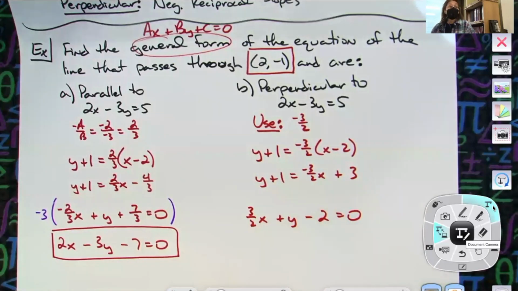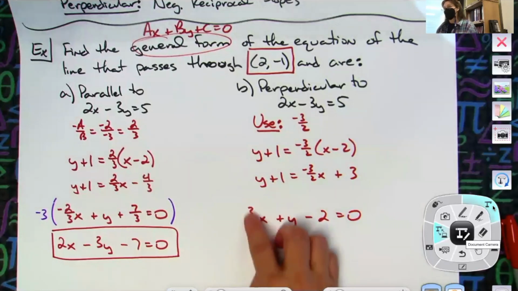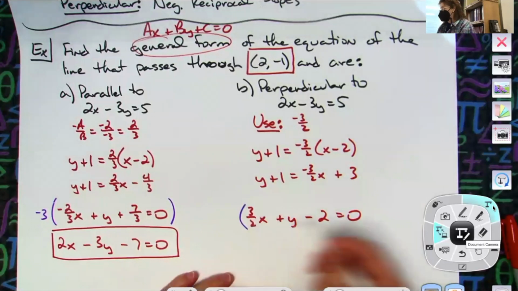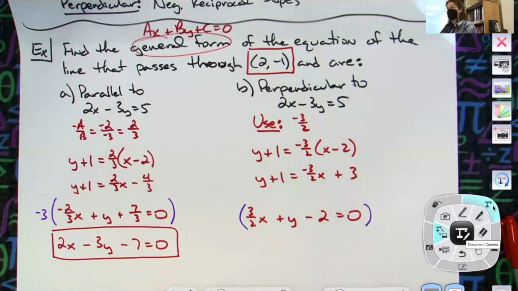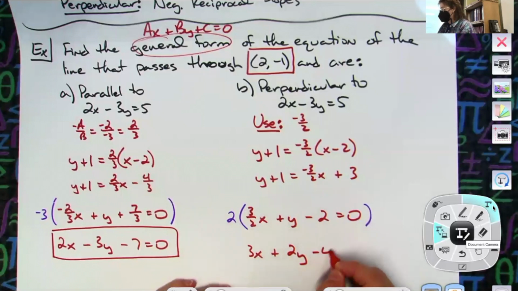All right. And then it's really close to general form. I have them in the right order. Everything's on the left-hand side, but this is a fraction. I can't have a fraction. So I'm going to multiply by, what am I going to multiply by this time? 2. Multiply through by 2. All right, distribute it through. 2's will cross out. That's going to give me a 3x. Distribute there, 2y. 2 times that -2 is -4.